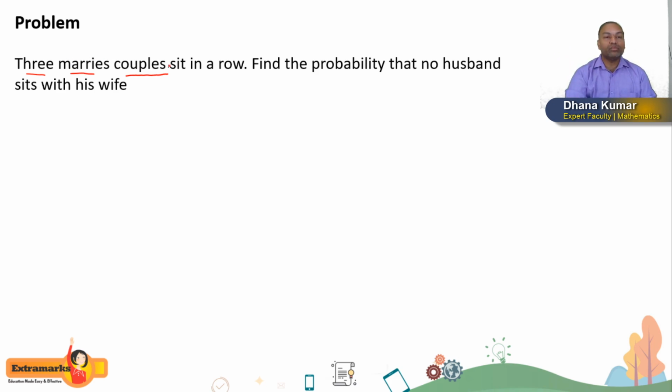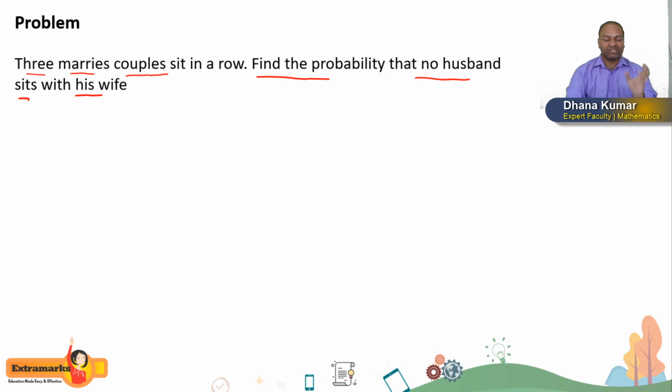3 married couples sit in a row. In a row means arranging here, so you have to apply permutations. Find the probability that no husband sits with his wife. No husband sits with his wife means that person can sit with any other one.